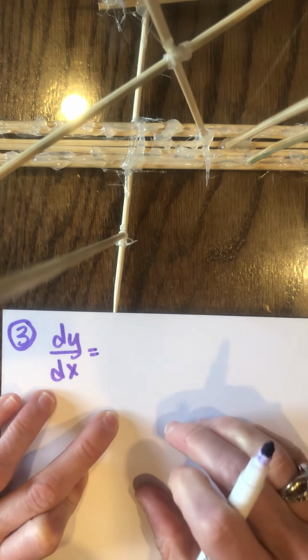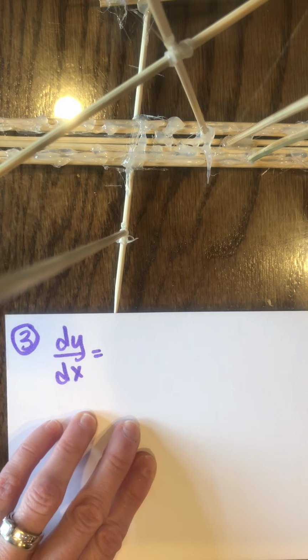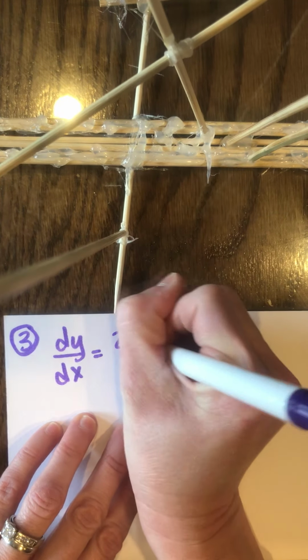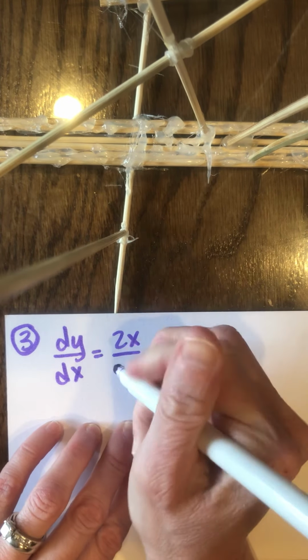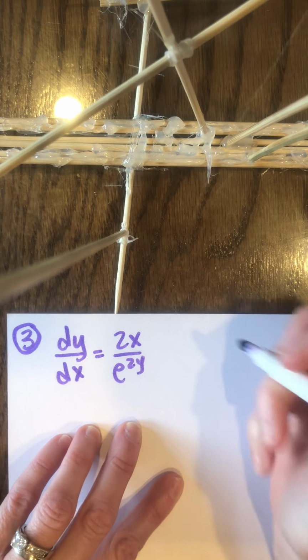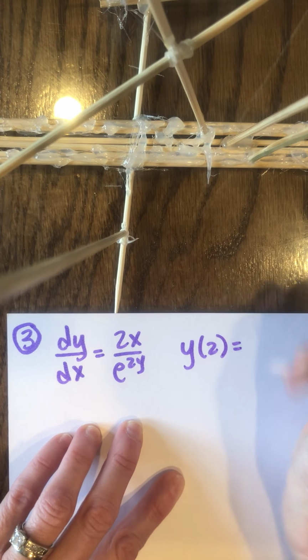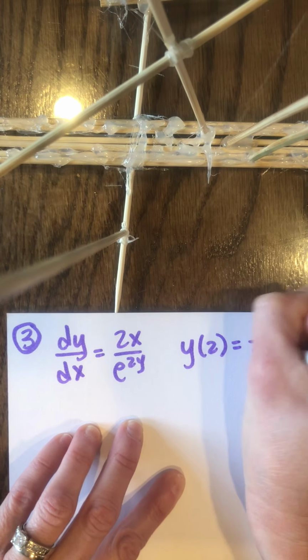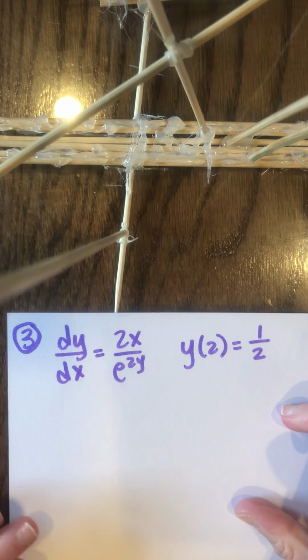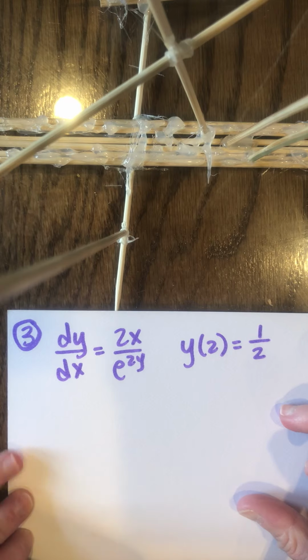All right, so last particular solution to a differential equation of the day today. We've got dy dx equals 2x over e to the 2y. And our initial condition here is that y of 2 equals 1/2.